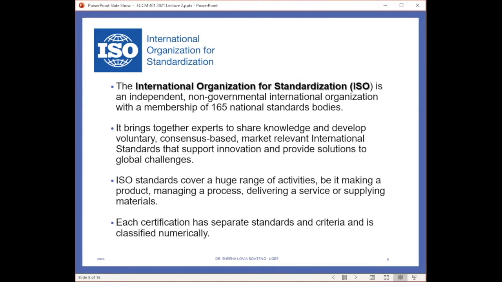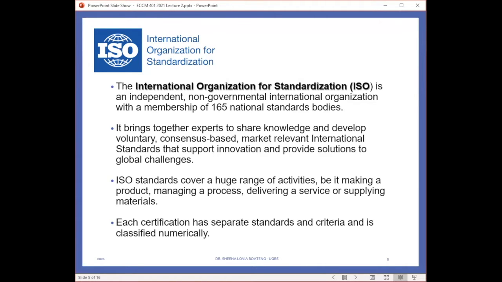So the International Organization for Standardization brings together all these experts that we have talked about in their various fields of endeavor to share knowledge and develop voluntary consensus-based market-relevant international standards. Because like I said earlier, it's not mandatory. However, once they are able to come up with these standards, the firms who are able to get certified by them are able to use it to support innovation in their organizations and provide solutions to global challenges.